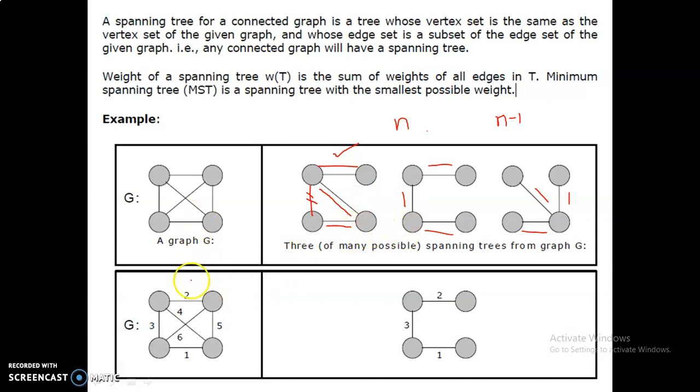Say the same graph is represented with the weights. Now we are using the different connections of these vertices with the spanning trees. Here we are taking only one spanning tree as the best one, because the total cost of this tree is 2 plus 3 plus 1, 5, sorry, 6. So the total minimum cost of this tree is 6.